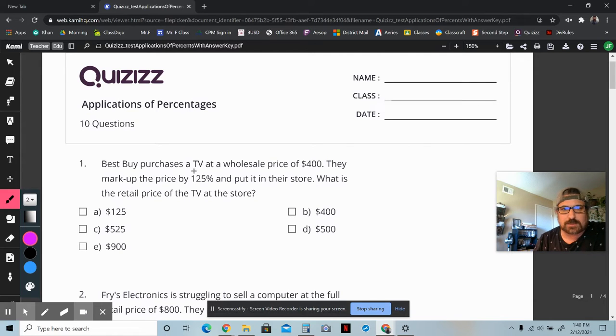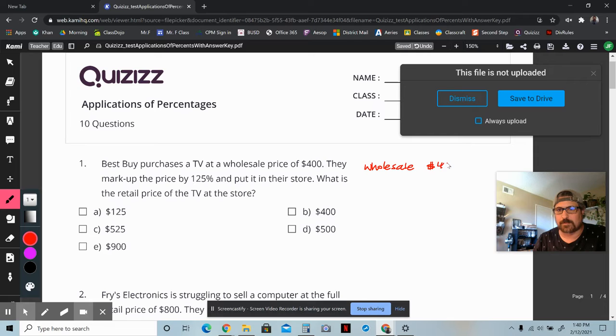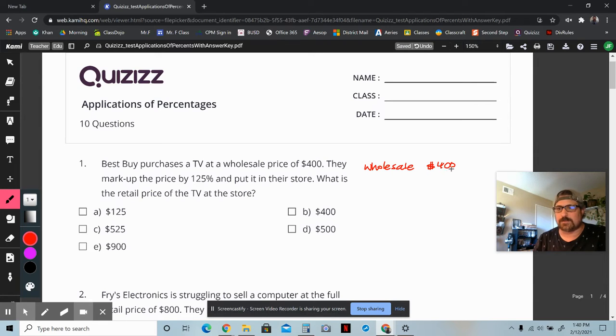Right, so it says Best Buy purchases a TV at a wholesale price of $400. They mark up the price by 125% and put it in their store. What is the retail price of the TV at the store? So when you're doing this problem, you have to understand that the wholesale price is like your starting value, right? This is the price that Best Buy paid, $400. They're not going to sell it to you for $400. They're marking up the price by how much? 125% of that wholesale price.